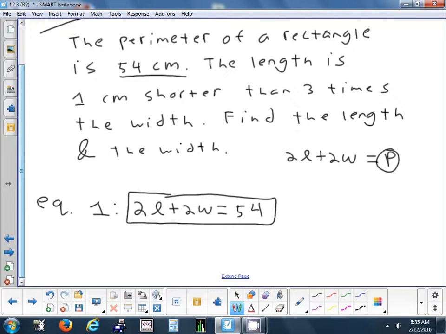Our letters have already been chosen for us. What did we choose for letters? We chose L and we chose W. The first part says length is. Can somebody tell me how you'd write that as an equation? Think about what letter we use for length and think about what is means. Length is.